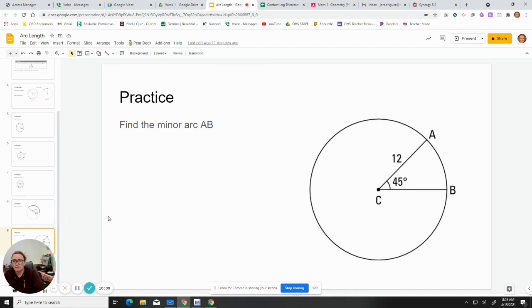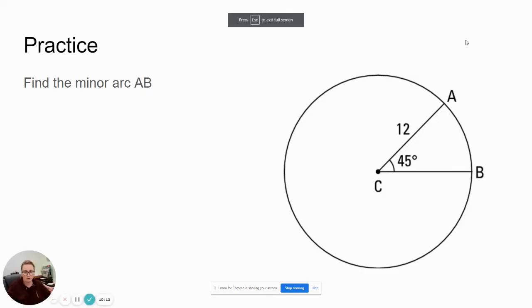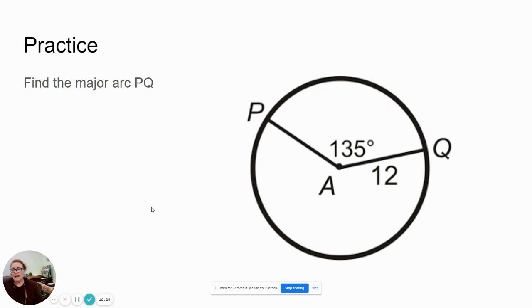So we're going to start first by just finding the minor arc. So let me make it bigger for you. You're going to find the minor arc, which is the arc that is given. So go ahead and plug this into your calculator and see what you come up with. All right, and now you are going to find the major arc. So this is where you need to subtract from 360 to find out what part of the circle is left, and then plug it into your equation.